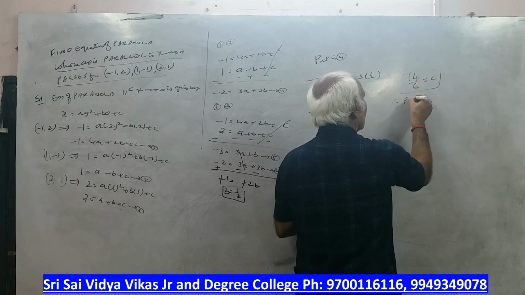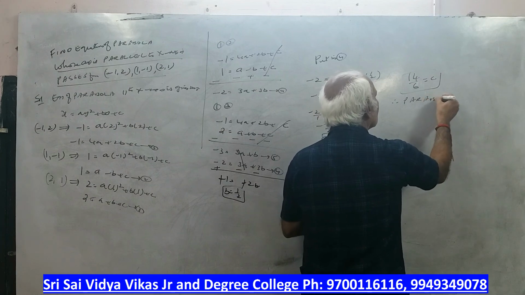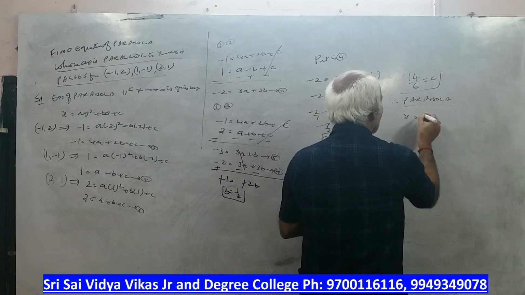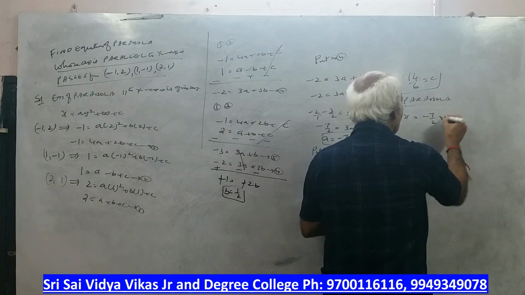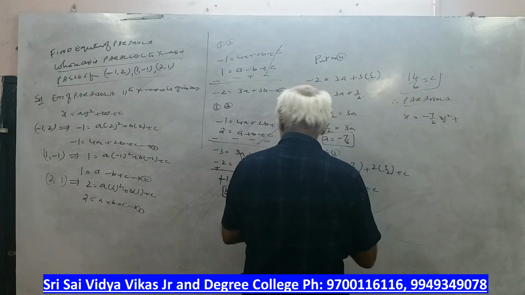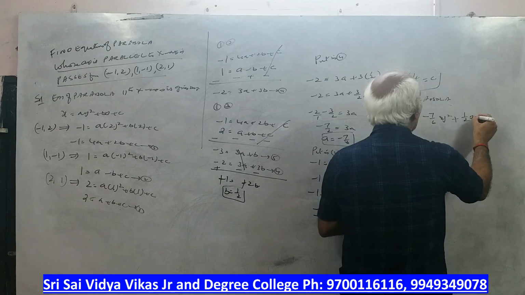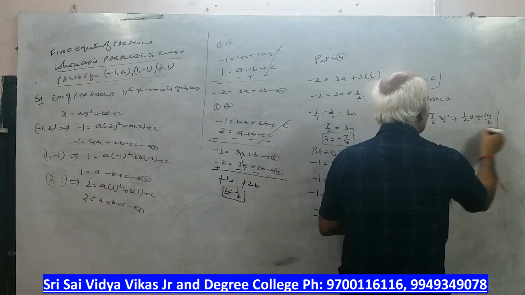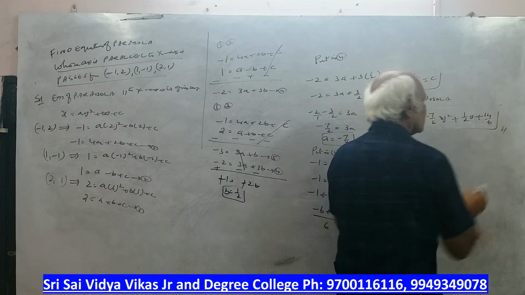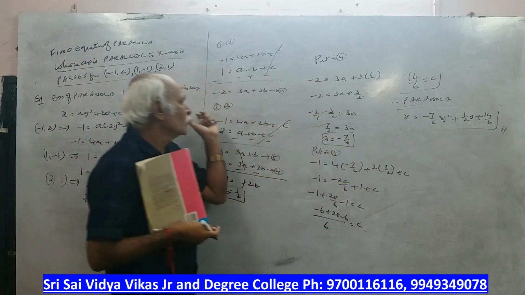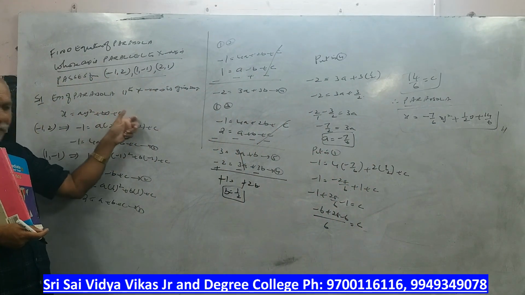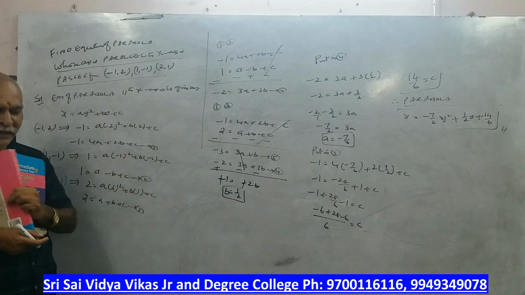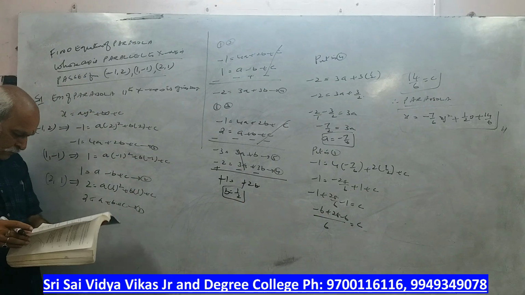Therefore, parabola is what, sir? X is equal to ay square. A is what, sir? Minus 7 by 6 y square plus b. What is the b value? 1 by 2. And what is the c? 14 by 6. So use the standard formula, parallel to x-axis, x is equal to ay square plus by plus c, put the values, solve the equation. Okay, let us see next problem.